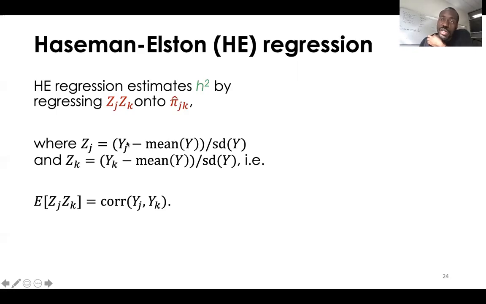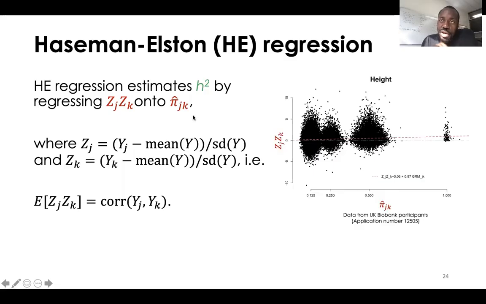We take the phenotype and essentially normalize it by subtracting the sample mean and dividing by the standard deviation in the sample. The reason we do that is because the expectation of that sort of standardized phenotype product is exactly the phenotypic correlation. So that starts to ring a bell. What we're doing here is regressing this cross product, for all possible pairs in the sample, onto the pi hat JKs, which are the entries of the GRM.